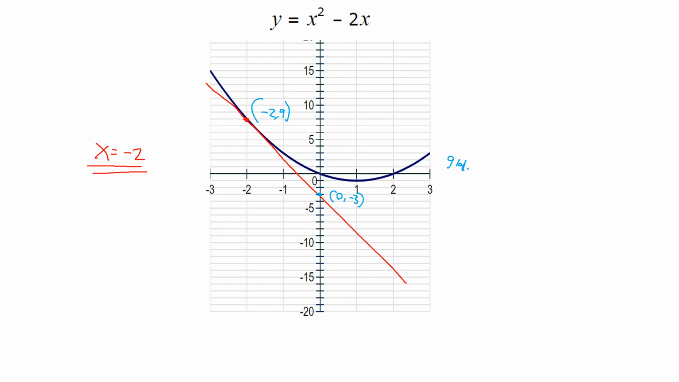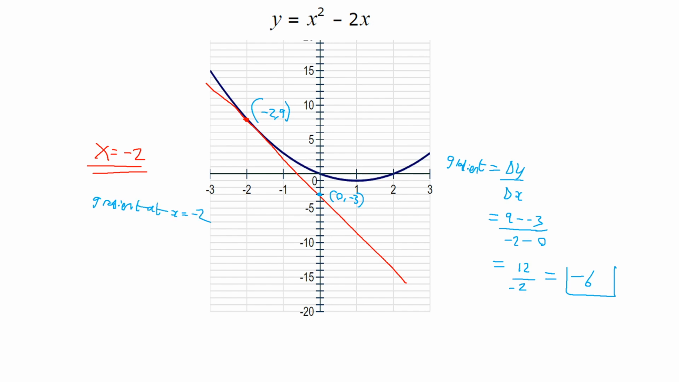The gradient is just going to be change in y over change in x. And that's just going to be 9 minus 3, all divided by minus 2 minus 0, which is just 12 over minus 2, which is equal to minus 6. So therefore, the gradient at x equals minus 2 is equal to minus 6.